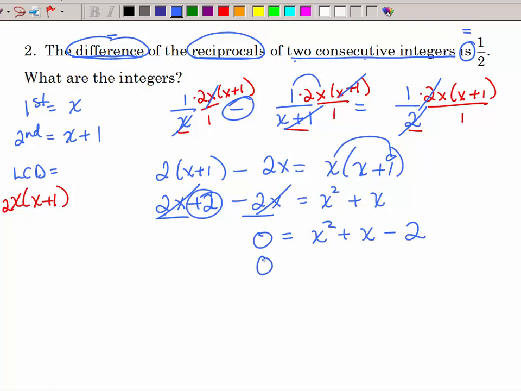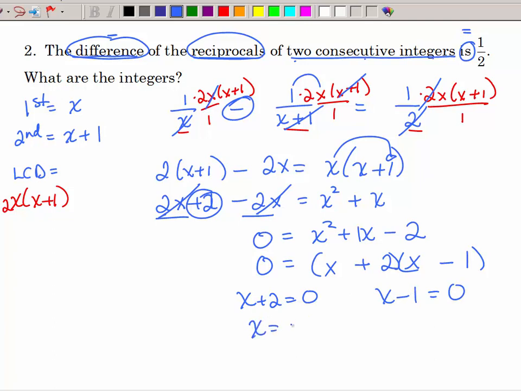So one more time, I'm going to factor. I think that's going to be pretty easy here because I know 2 times 1 is 2. I need to make that positive and that negative to get that positive 1 in the middle. So I have x plus 2 is equal to 0 and x minus 1 is equal to 0. So x is negative 2 or x is positive 1.